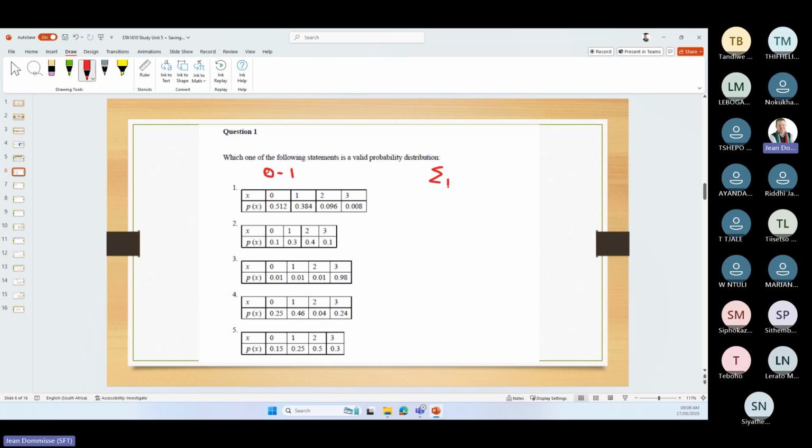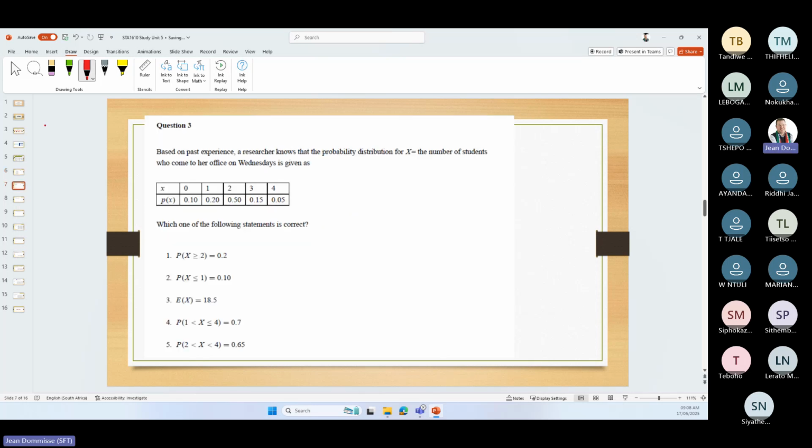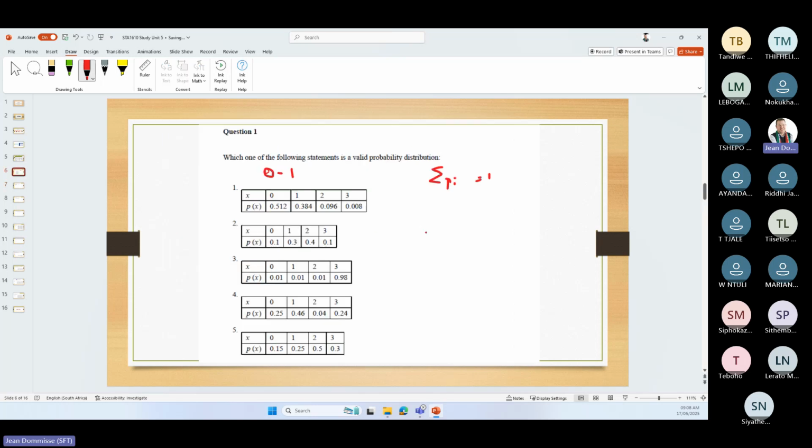So remember, that is what we got from our two definitions: from 0 to 1, and the total sum must be equal to 1. So if we look at these, I'm going to leave the first one for last because there are too many values at the moment to just add. So let's end with the decimals.